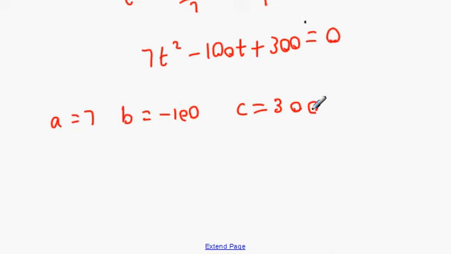Okay, just do your minus b formula, and we can get out two answers, okay? And then I'll show you a quicker way of doing it after this, okay?